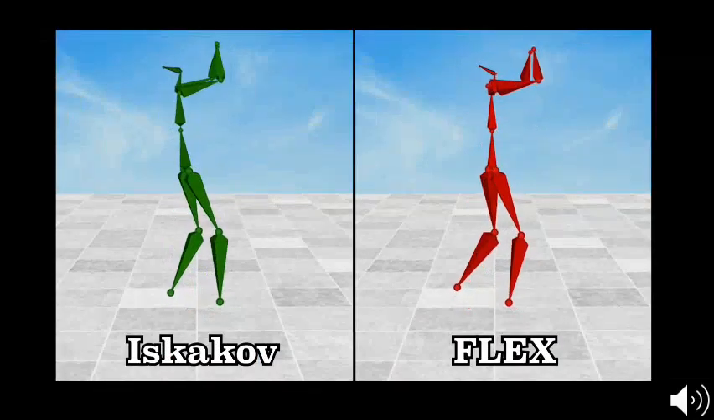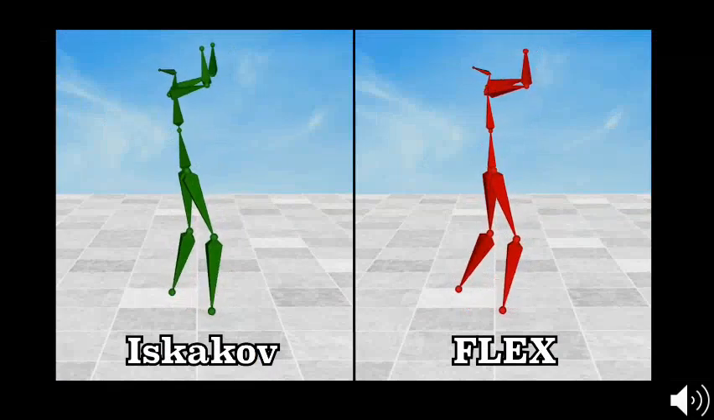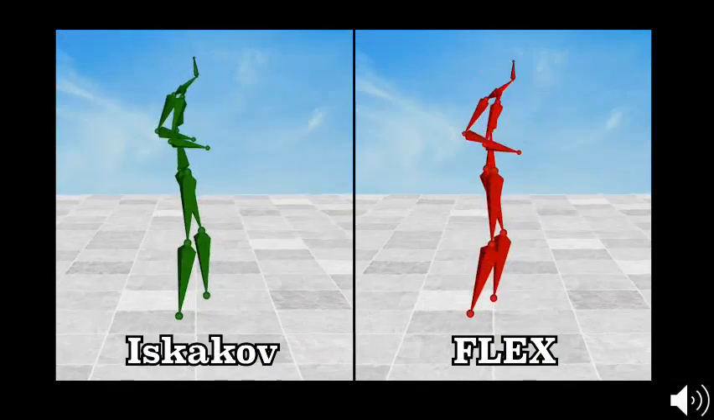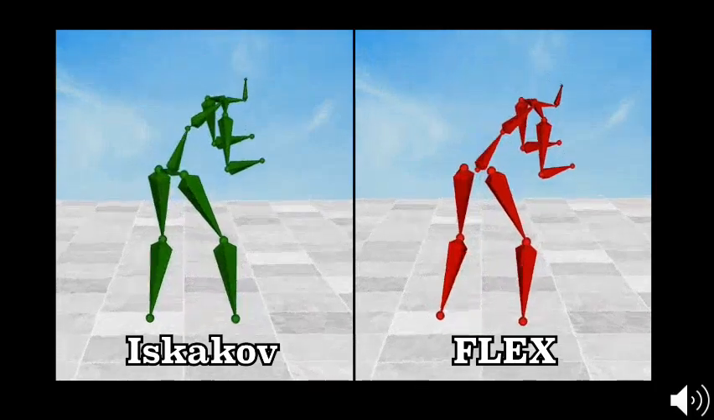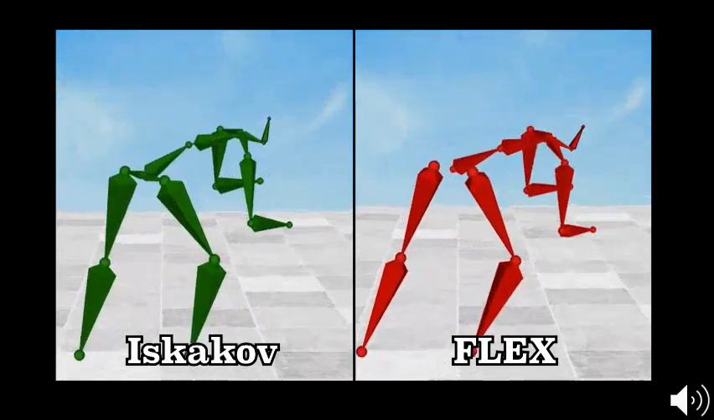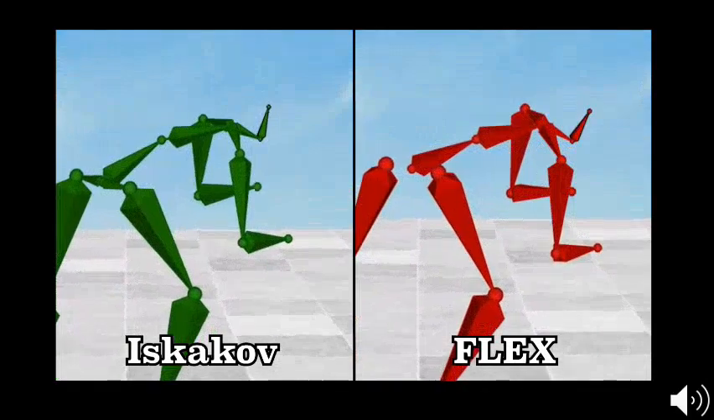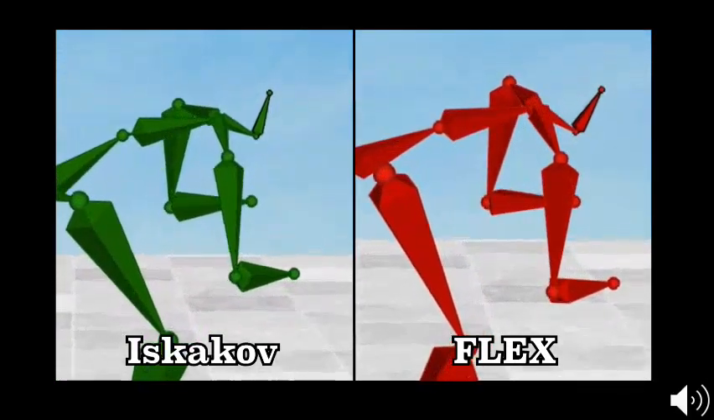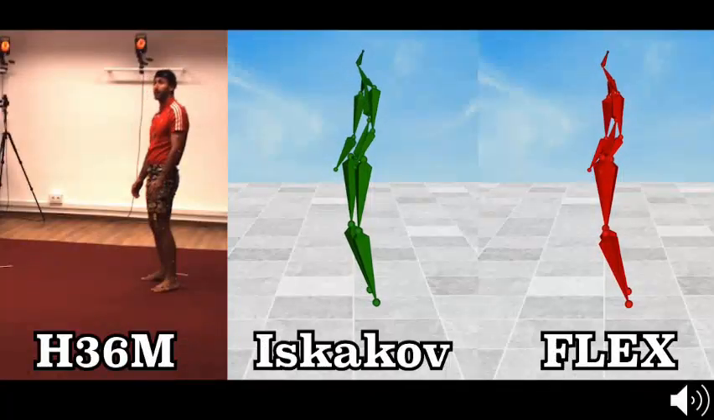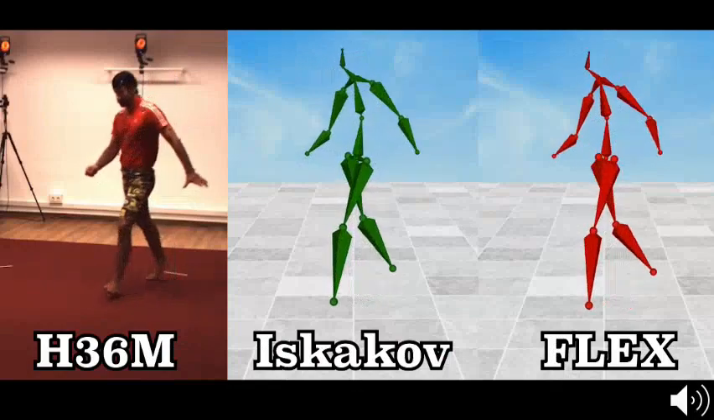Here is another comparison with Iskakov et al.'s work, which is the current multi-view state-of-the-art. They predict location rather than rotations. Hence, their reconstructed motion is prone to shakiness, while ours is smooth. In addition, one can notice inaccuracies in joint prediction, while Flex's predictions are accurate.